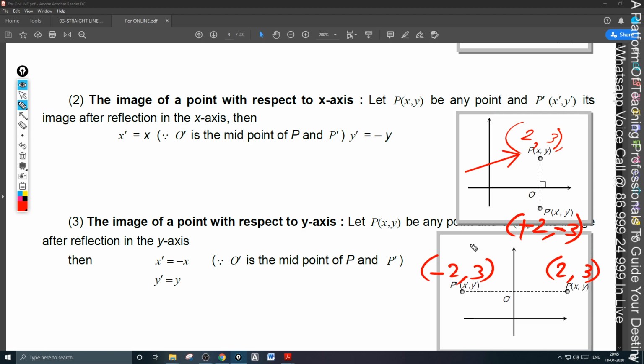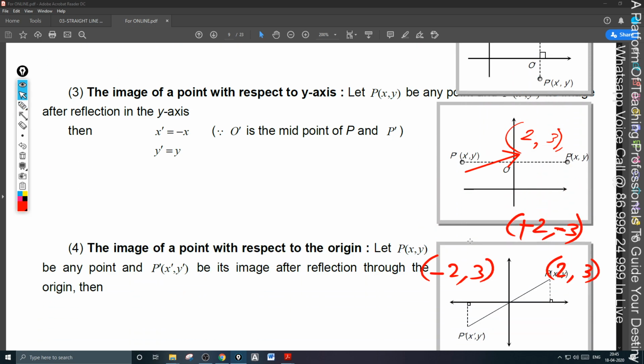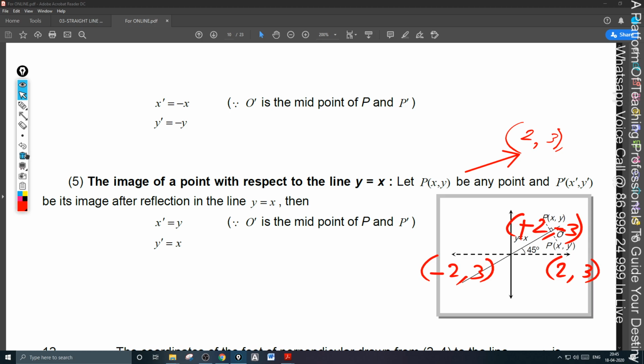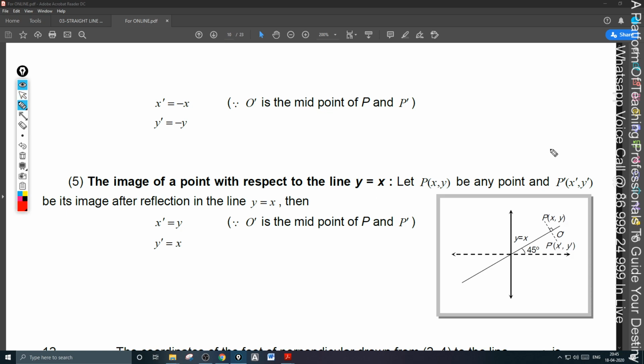Okay. Now the next one, the image of a point with respect to the origin. If you take a point (2, 3), its image with respect to the origin will be (minus 2, minus 3). This is common sense. Everyone can understand.